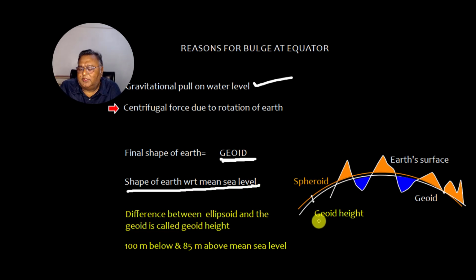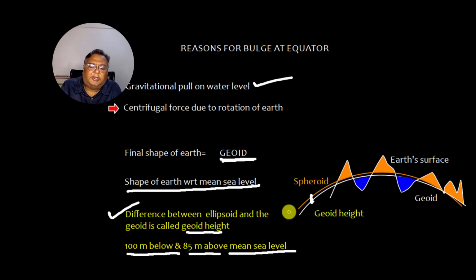The shape of Earth with respect to mean sea level is called the geoid. Have a look at this diagram. This white color is the geoid, and this red color is the spheroid. Earth's surface could be a little bit up and down, and there could be sea. The difference between the ellipsoid and the geoid is called the geoid height. So here this is the geoid height, which is about 100 meters below and 85 meters above mean sea level. This height can vary.